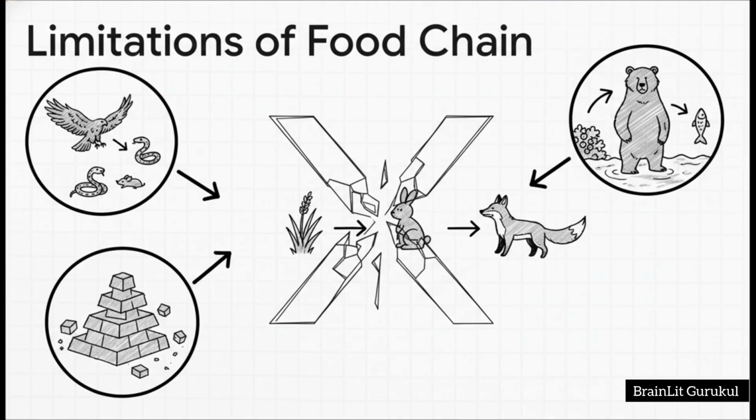Well, for starters, it's just way too simple. I mean, think about it. A fox doesn't only eat rabbits. And what about a bear that eats berries and fish? It's operating at multiple trophic levels at the same time. The simple chain model just can't capture that kind of complexity or the true stability of an ecosystem.